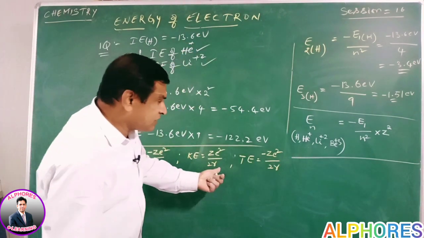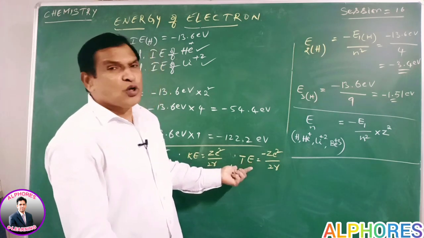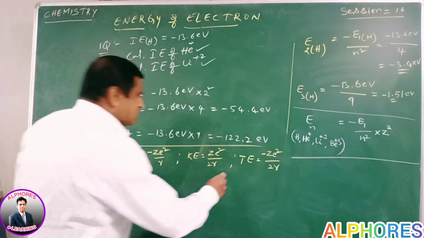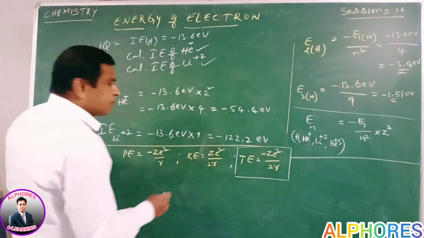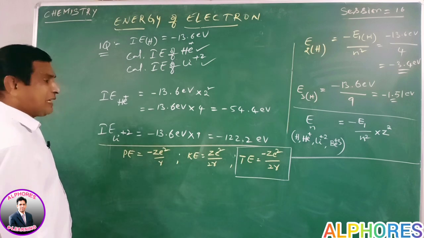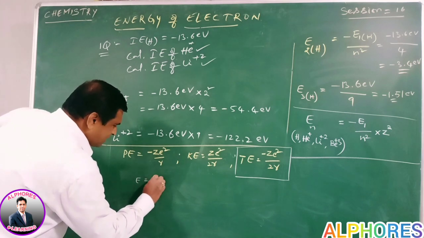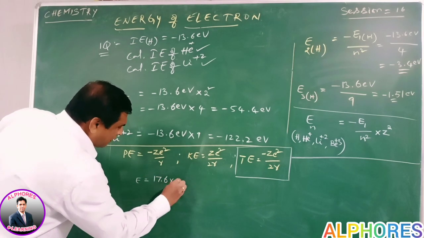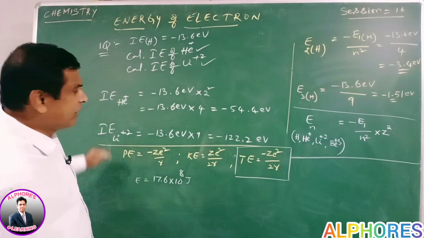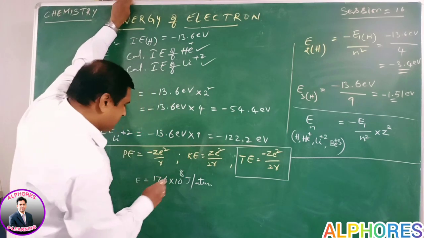Okay, so based on this total energy, see for example, this is the formula I am using now. So now I am preparing a numerical on this. Say the energy of the electron is 17.6 into 10 to the power 8 joules per atom.